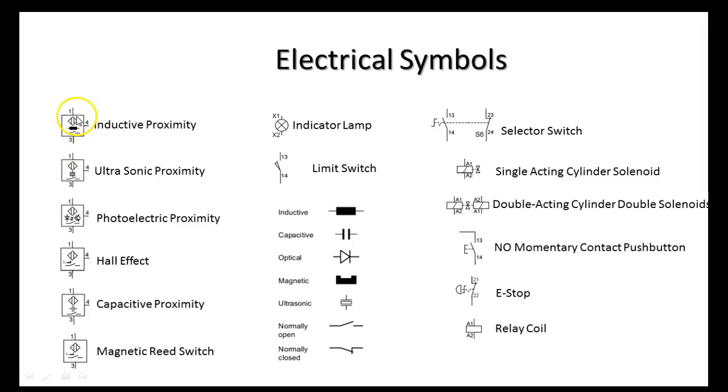So power is 1 and 3. 3 would be common, 1 is power, and 4 would be signal. Right? Y'all understand that? This has got the solid block. By the way, these are the different types of sensors, and all you're doing is coming here and replacing these little symbols right here with what type of sensor it is. So all the sensors have the same basic symbol.